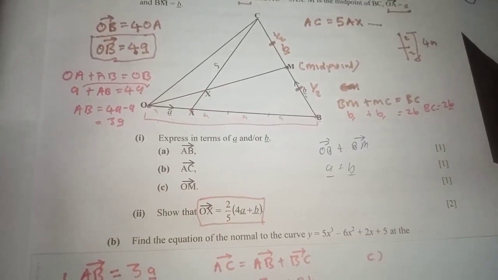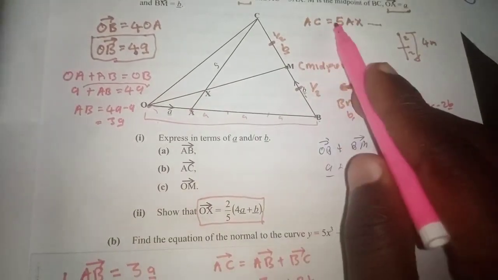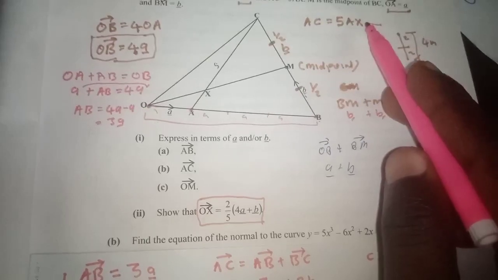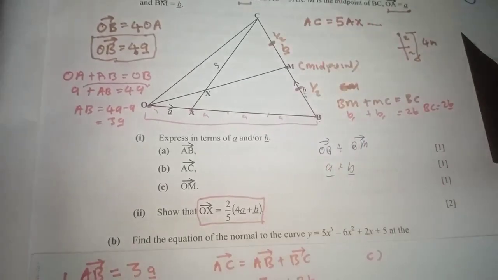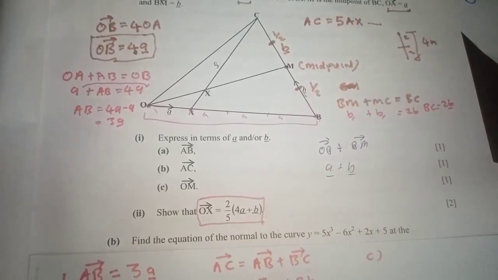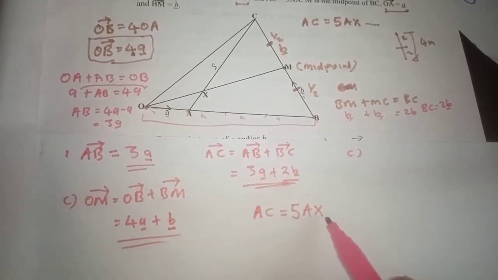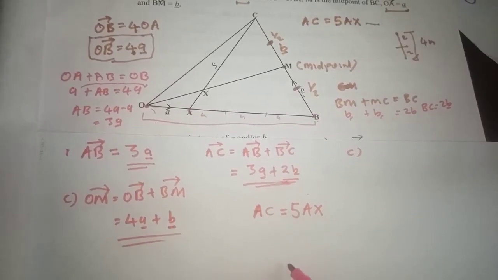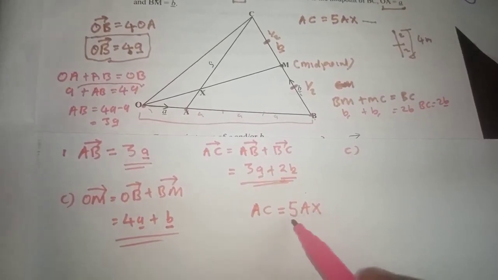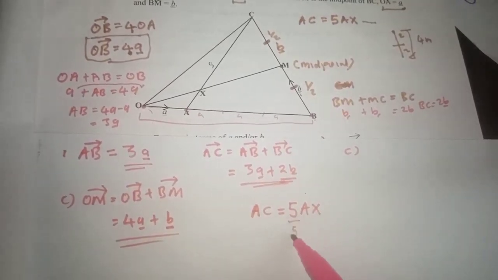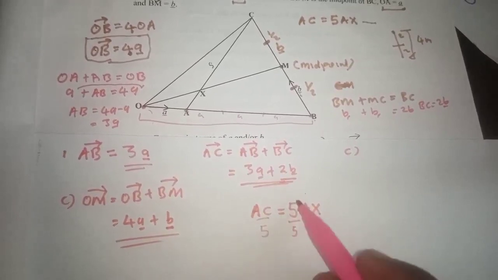Okay, we were told here that AC is 5 times AX, so this is what we're going to apply first. We are told AC is equal to 5 times AX. But really what we want to find is AX. So what are we going to do here? Let's make AX the subject of the formula. We're going to divide this by 5. Divide this by what? By 5.